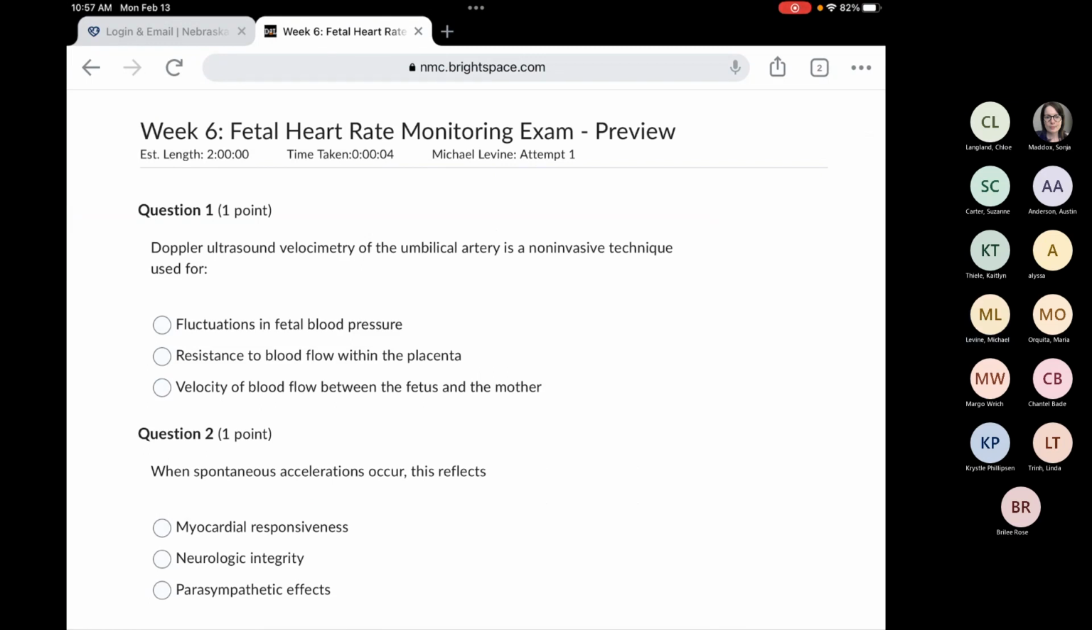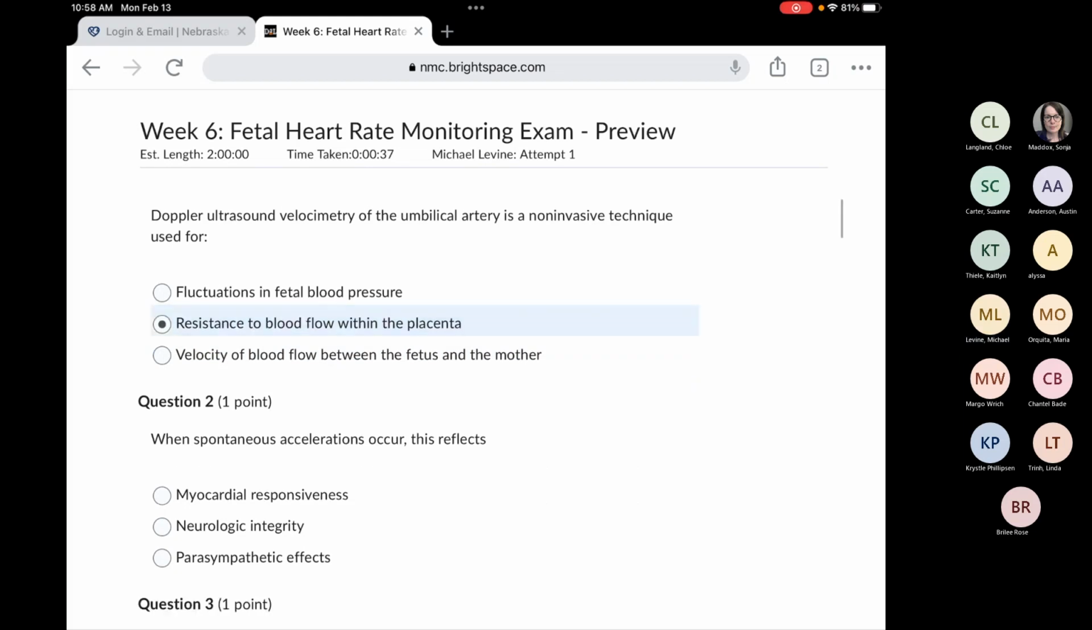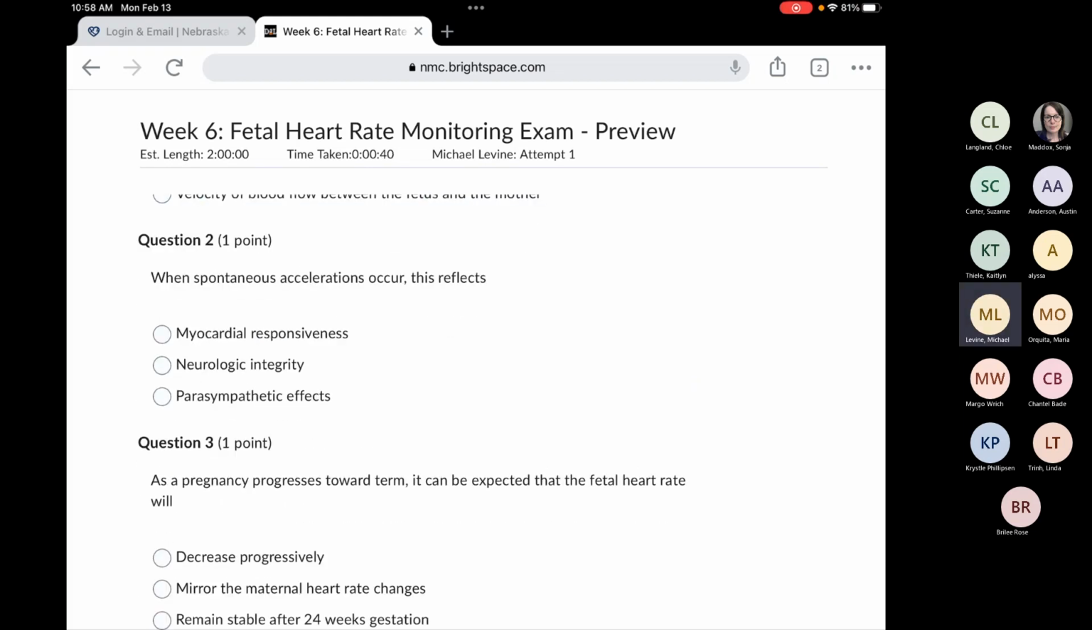First question. Doppler ultrasound velocimetry of the umbilical artery is a non-invasive technique used for... Well, hopefully we know it's not fluctuations in fetal blood pressure. Could it be resistance to blood flow within the placenta? Velocity of blood flow between the fetus and the mother. So what do we think? It's more of a resistance to blood flow within the placenta. So we'll pick B.